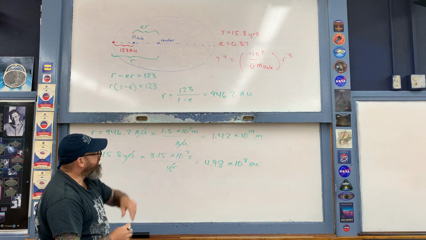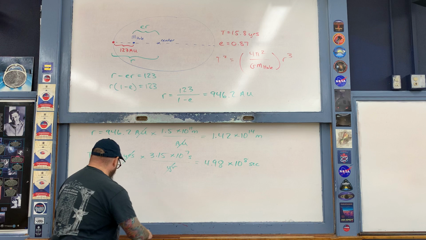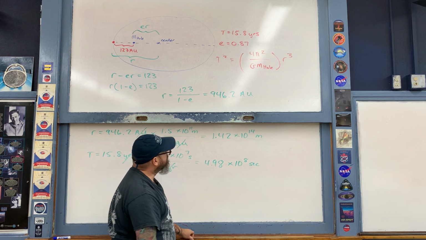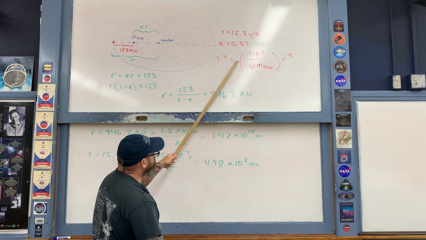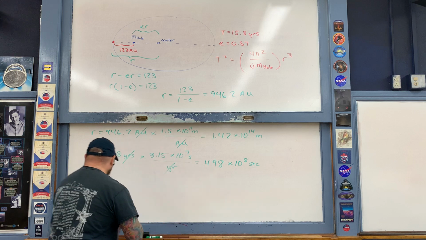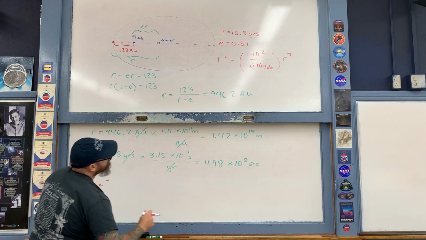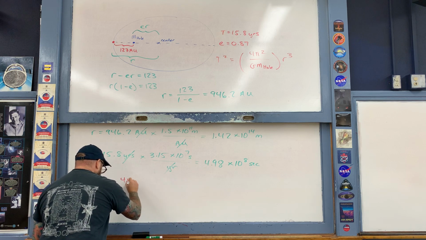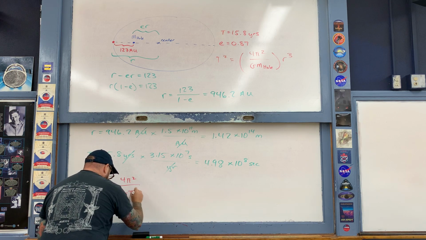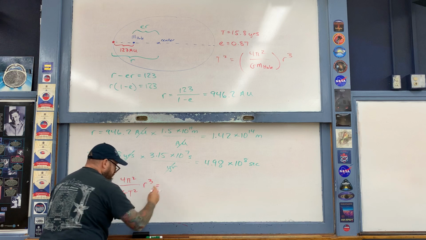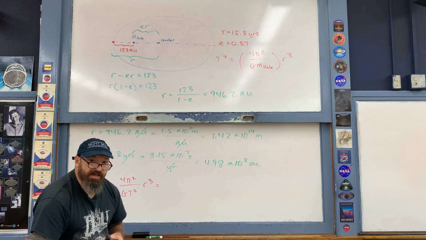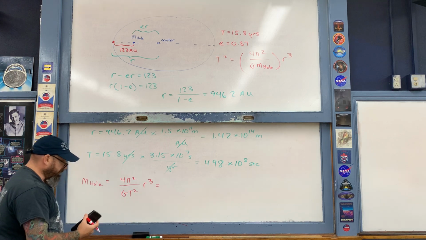Let's go ahead and jump back up to Kepler's third law on the top board. And now what we need to do is cross multiply here and solve for the mass of the black hole. So the mass of the black hole is equal to 4 pi squared over G T squared, and then multiply by r cubed. So let's go ahead and multiply all of this out. When we do, we get an answer in terms of kilograms.